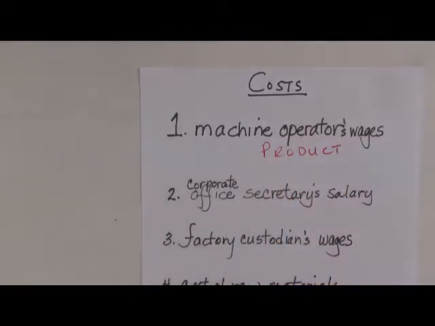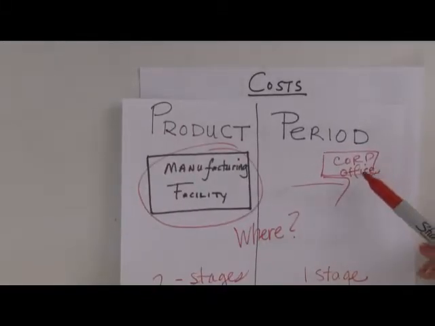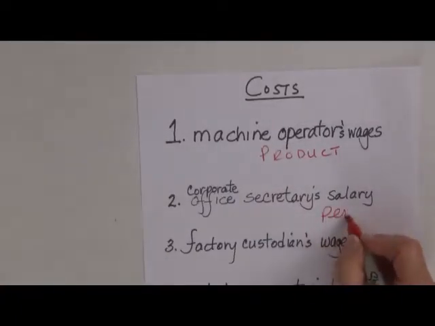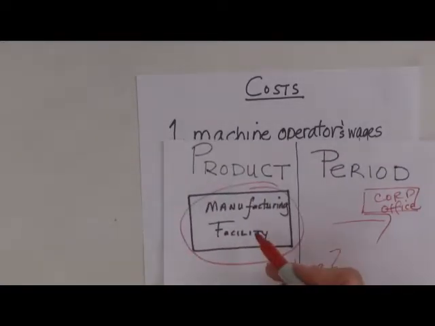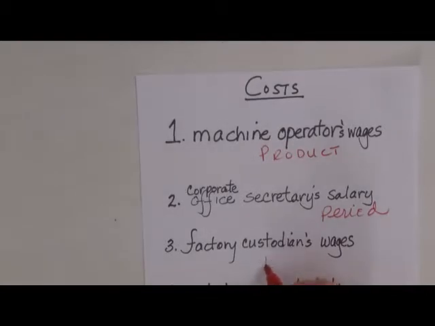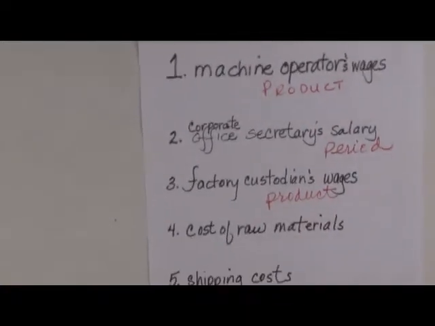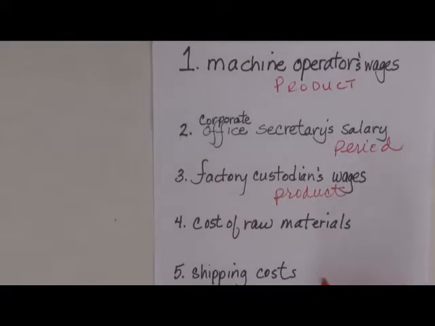The corporate office secretary's salary, again, if you think in physical terms, this cost would be occurring here. This would definitely be a period cost. The factory custodian would be back in the manufacturing facility. This would be another product cost. This is a support function, but is part of the cost of producing the product, and the cost did occur in the manufacturing environment. The cost of raw materials, of course, would be a product cost.